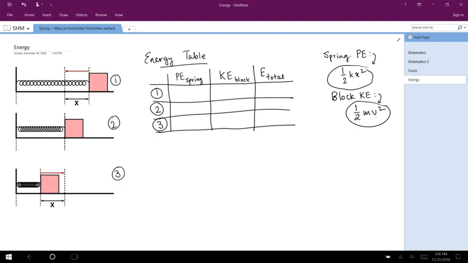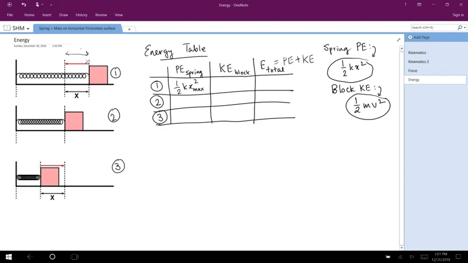So I have already drawn the structure for the energy table. There's P spring, there's Ke block, and the total energy. And this total energy is going to be the sum total of P and Ke. Okay, so in scenario 1, the potential energy of the spring is 1/2 K times x max squared, because in scenario 1, the initial displacement of the block is just x max, the maximum value that x takes. We know that the block is at rest, so the kinetic energy must be 0, and the total energy is the sum total of these two quantities, so we get 1/2 K times x max squared.